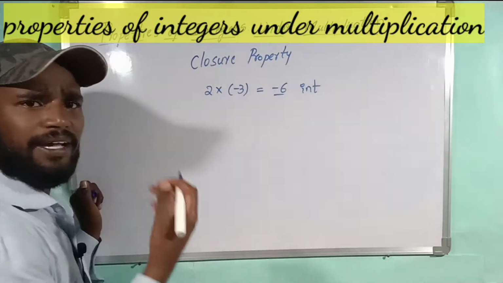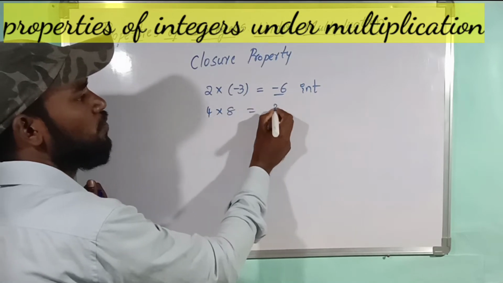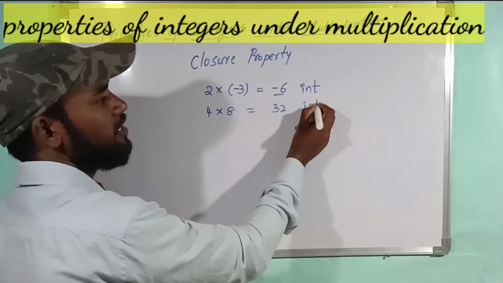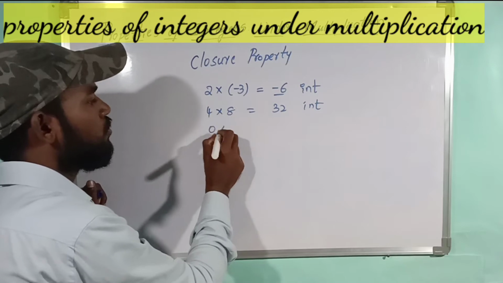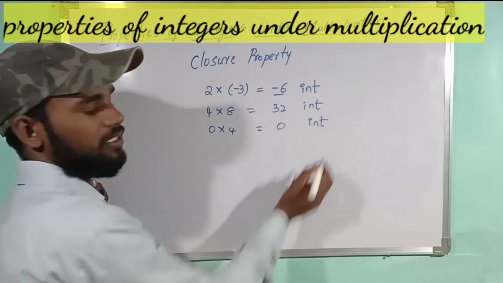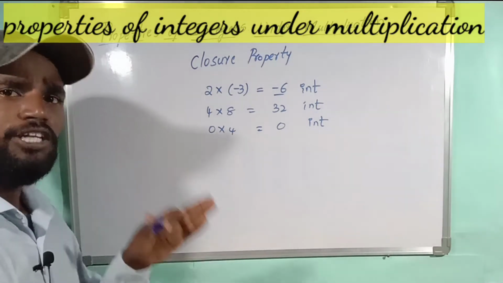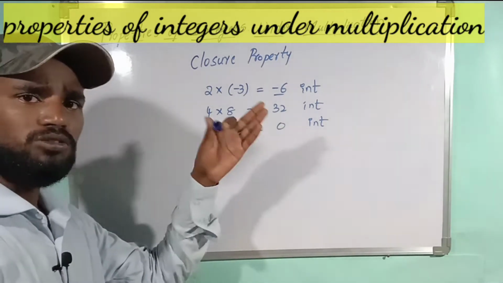So next, take any two integers, 4 into 8. 4 times 8 is 32. So it is an integer. So 0 into 4 is equal to 0. 0 is an integer. So by multiplying any two integers we get the product also an integer.